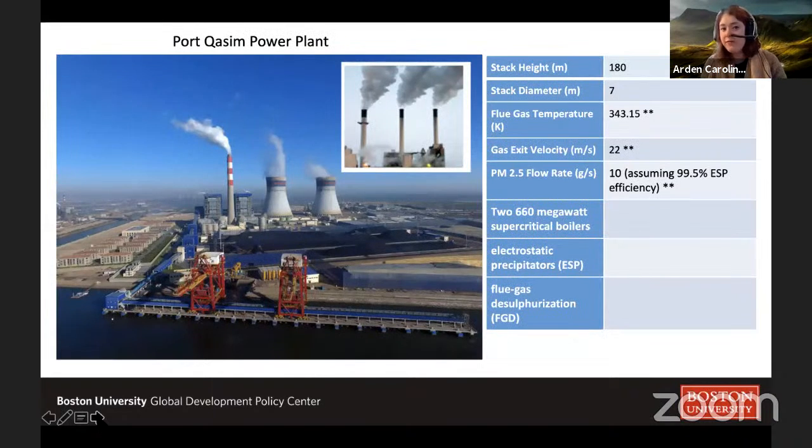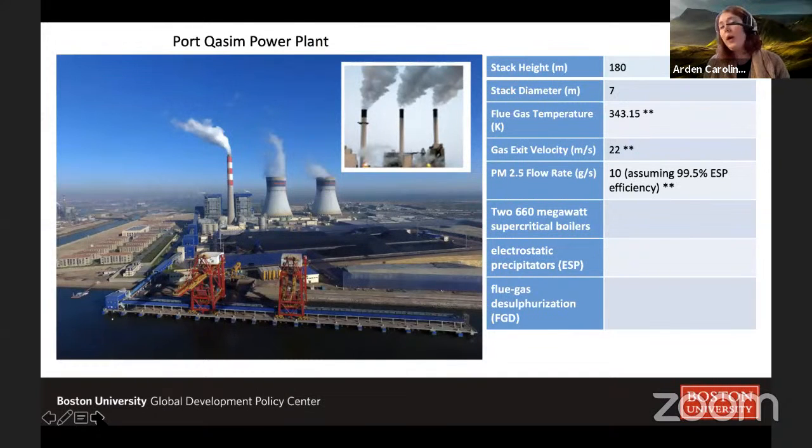So on the left here, we have a photo of the Port Qasim power plant in Karachi, Pakistan, as well as an inset photo of a coal power plant in the United States, which tends to have a much older capital stock. Information that we needed for modeling included stack height and stack diameter, which is that red and white stripe stack in the photo. And we were able to get that from technical specifications on the power plant or accessible information.